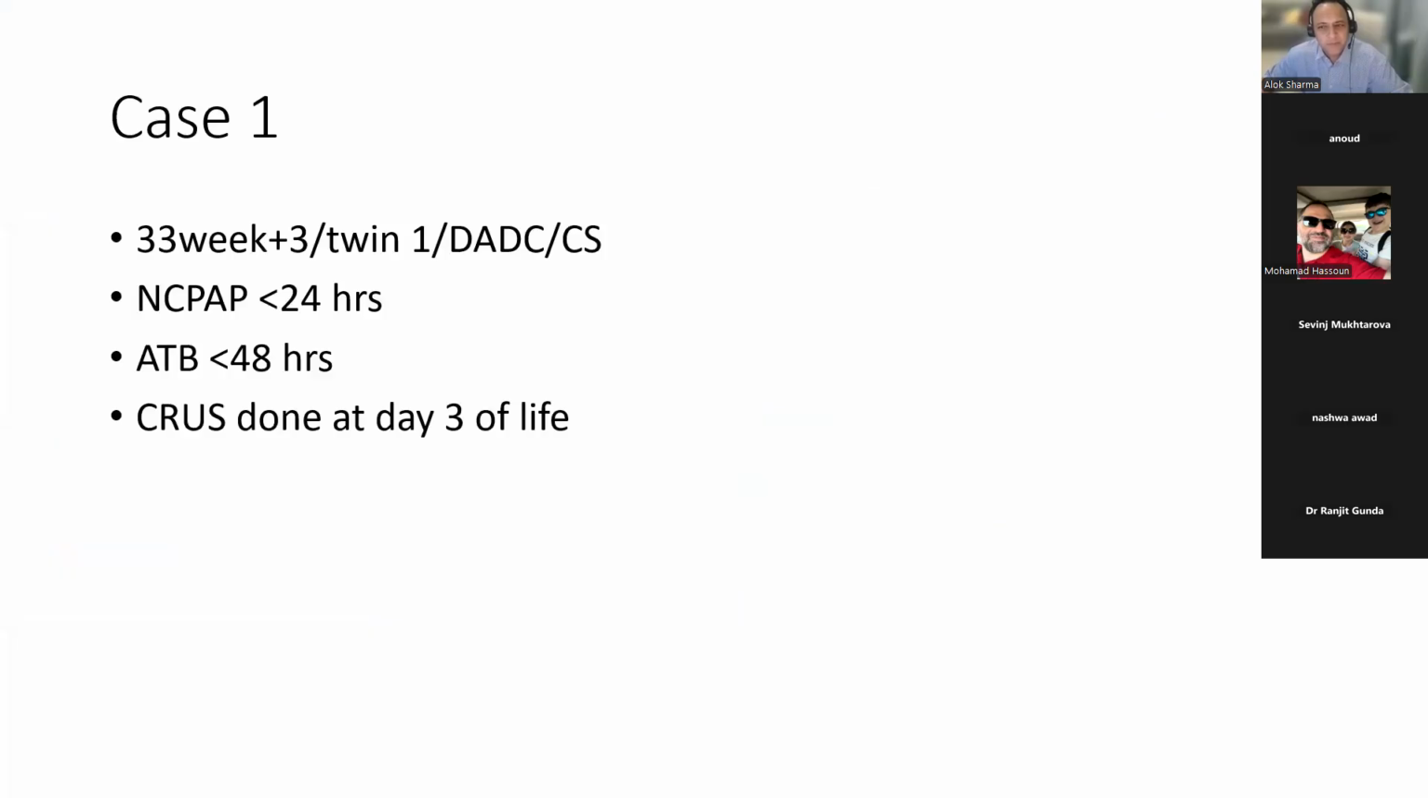This is a 33-week twin one, born by C-section. He was on CPAP for 24 hours, antibiotics for 48 hours, and I did the cranial ultrasound by day 3 of life.